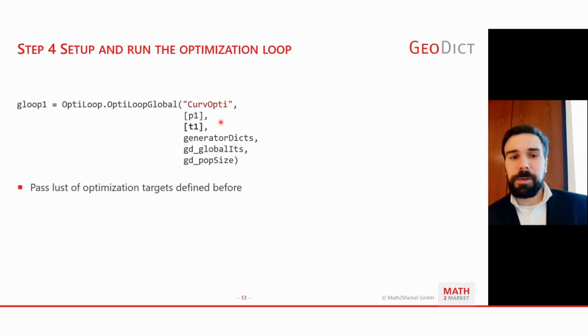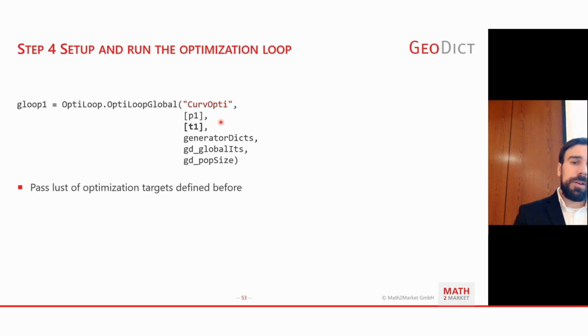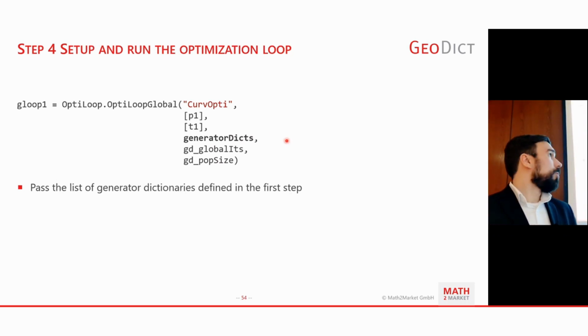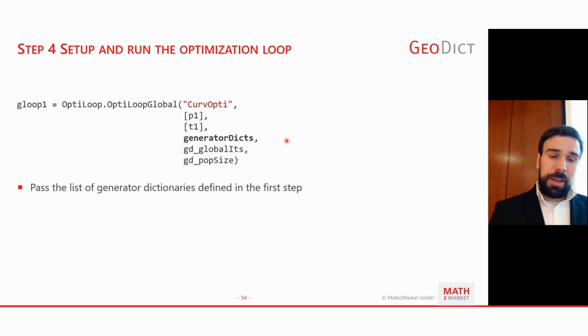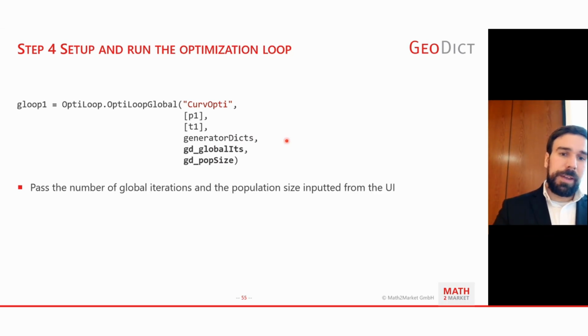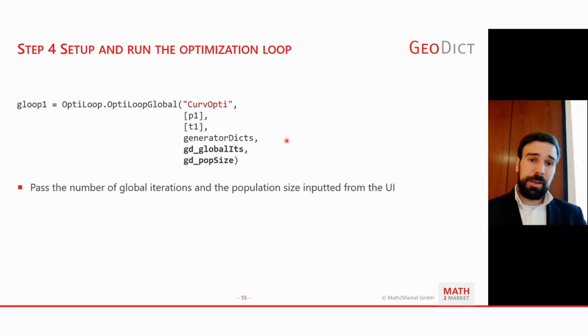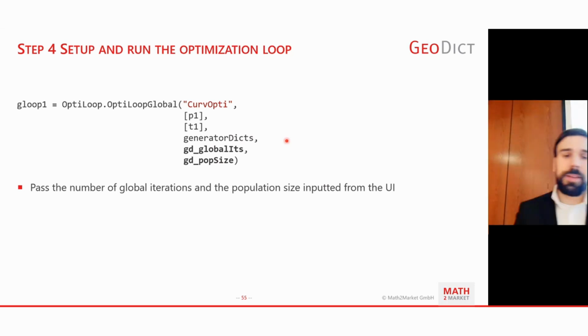Second parameter, the same for the optimization target. Again, here just one, could also be a list of any amount of parameters you want to optimize for. Then that is again important. That's our generator dictionaries that we defined in the first step, where we have all the generation steps in there. And finally, we have these 2 parameters that control the number of iterations in your optimization that come just from the UI. And we'll talk about them a bit later.